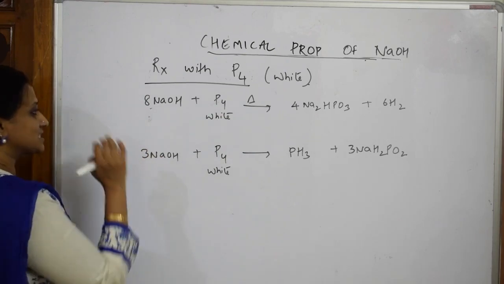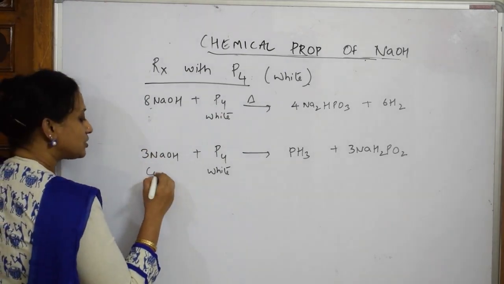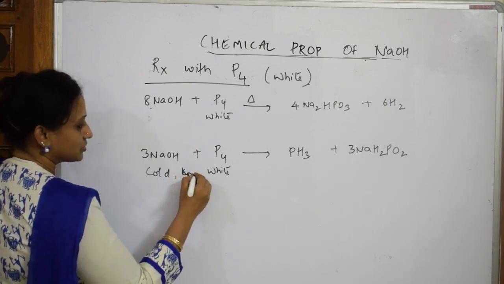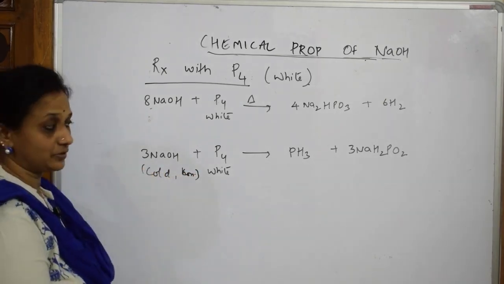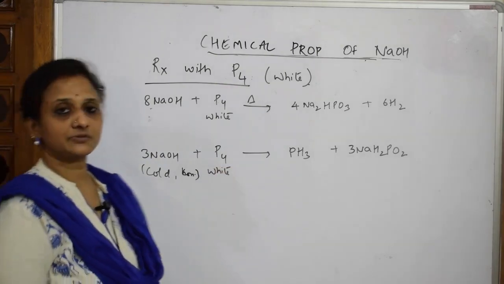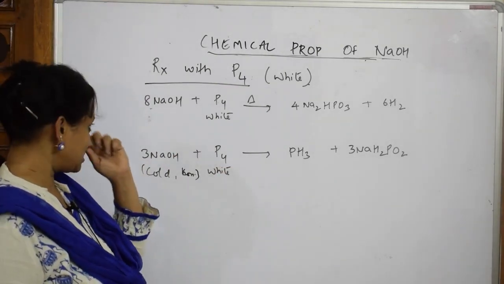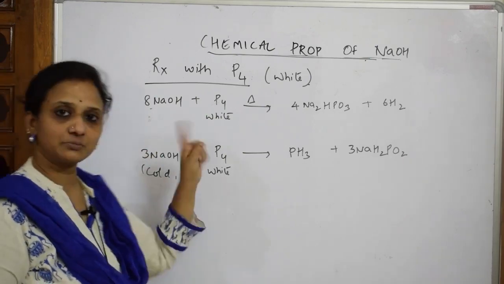Now what is this here? What should you remember? Here the sodium hydroxide which you're going to take is a cold and concentrated solution. Now there are two different products formed. In the exam, you have to be very careful, right? Phosphorus is white in both the cases, but the stoichiometry is different in both the cases.